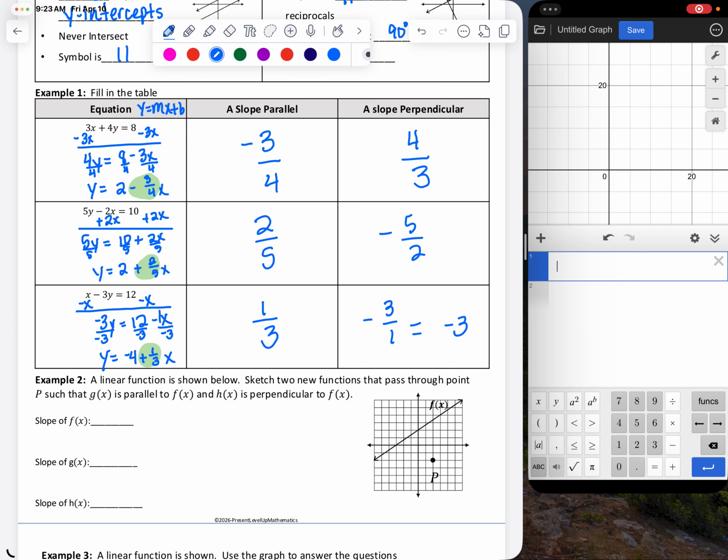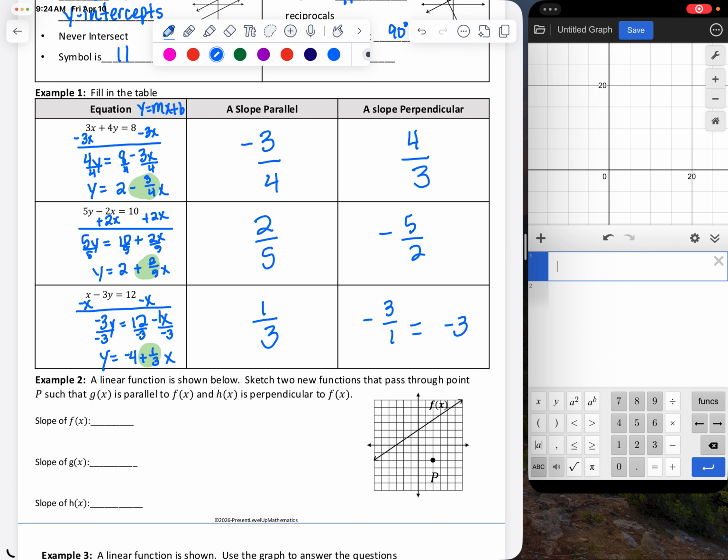All right, now that you understand how to identify parallel slopes and perpendicular slopes, let's try it if we're given a graph. In our first example, we were given equations. In our second example, we're going to be given a line for our original equation. These are actually much easier.